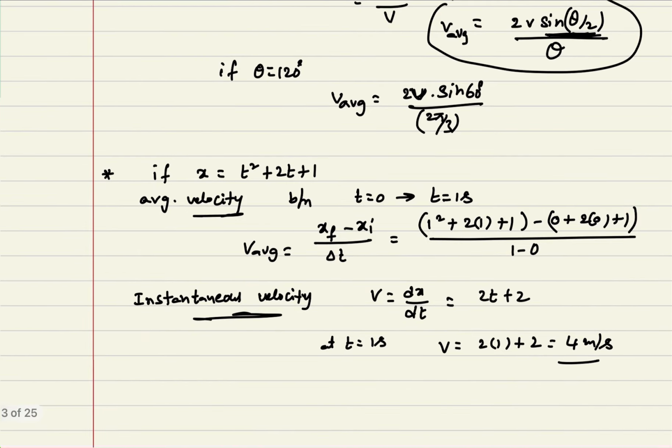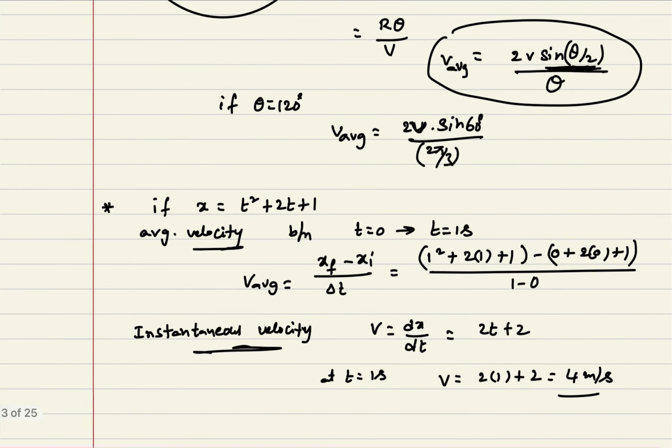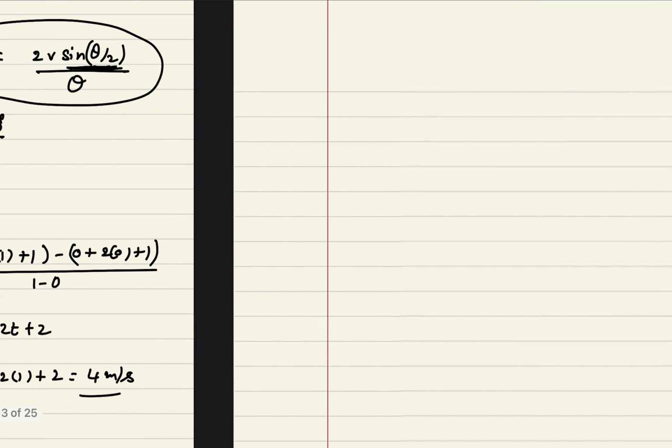This is what I am going to tell now. Similarly, average acceleration, the same process we have to follow. For instantaneous we have to differentiate, remaining things as it is we have to write. Observe this carefully. Now I am going to give the equations of motion.